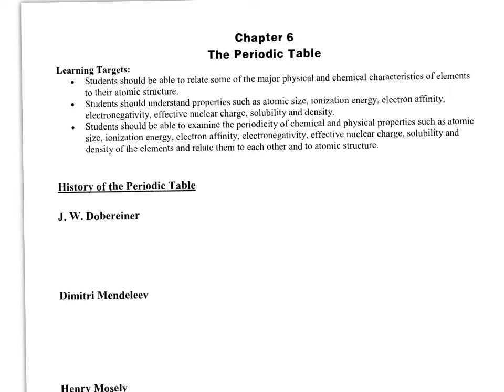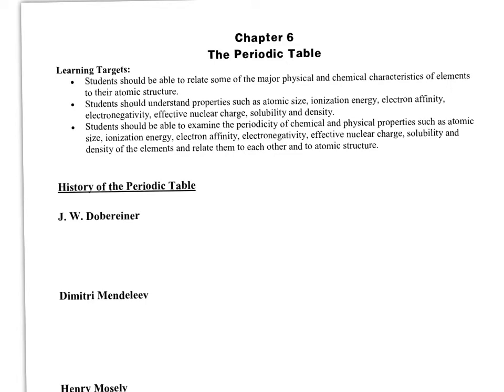Today we're going to start chapter 6 and we're going to start about the history of the periodic table. So in chapter 6 we're going to look at an overview of how this periodic table is arranged and how we got there, and then we are going to talk about different trends and properties that we can see on the periodic table.